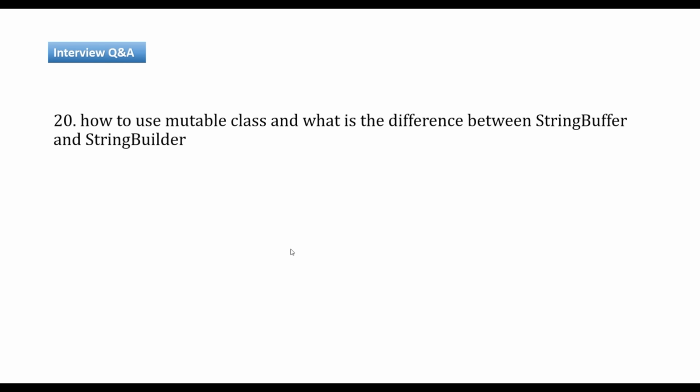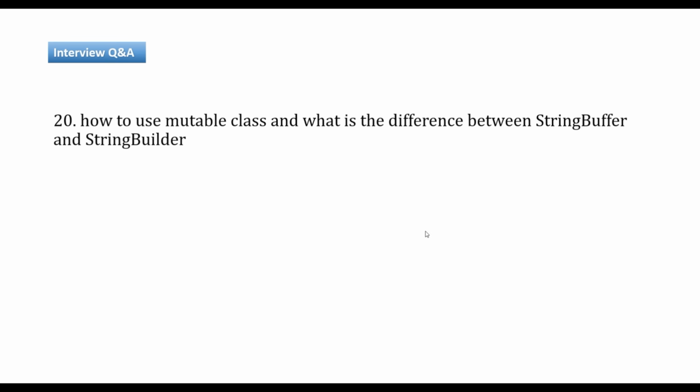Now the next question will be how we can use a mutable class, which behaves something like a string, because we know string is immutable, right? Then what mutable classes are given in Java which we can use instead of string? So there are two mutable classes, we can say StringBuffer and StringBuilder.